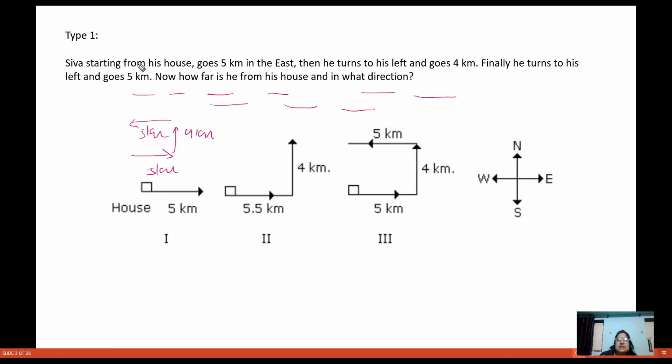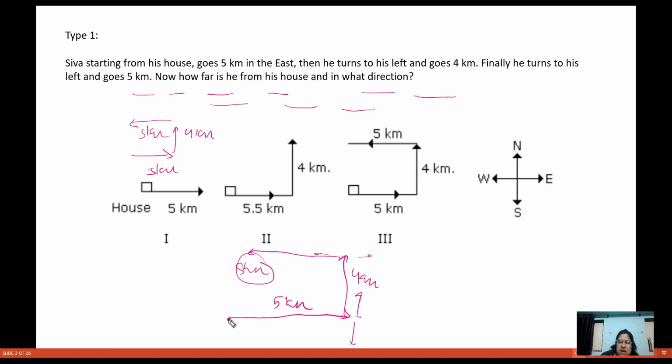See, this becomes so easy because it is saying he started from his house and goes 5 kilometer in the east. So just draw 5 kilometer to your right. Then he turns to his left. When you are standing here facing towards the east, left is this one and right is this one. So he turns 4 kilometer toward his left. Finally he turns to his left. Now left is this one and right is this one, so turn toward your left and go 5 kilometer. Now how far is he from the house and in what direction?